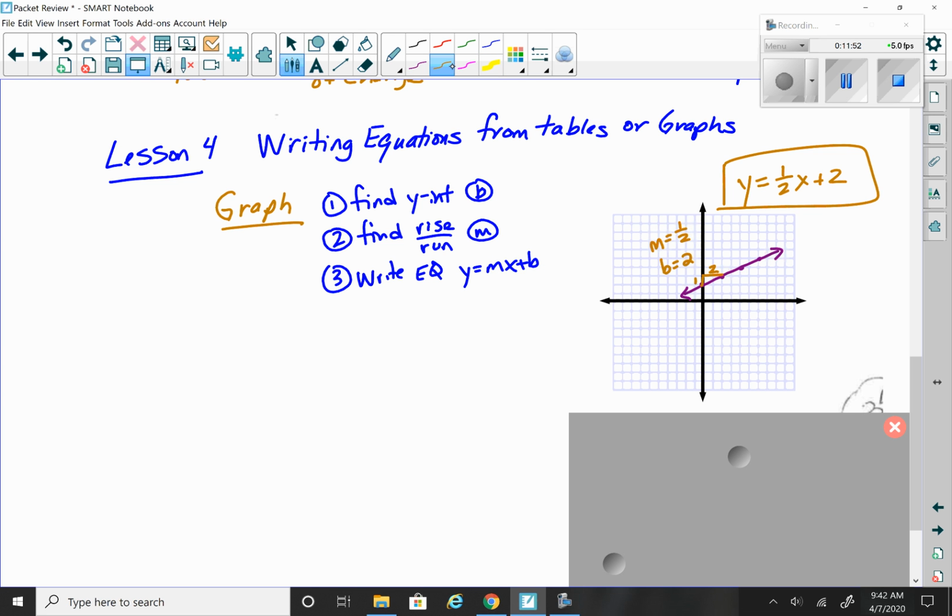Then the other thing that we did, and this was a little bit new for us, is how do I write an equation if I'm given a table of values? If you're given a table of values, the one thing you do know how to do is find your slope, and you can find your slope by using the slope formula, y2 minus y1 over x2 minus x1. That'll give you your m, or slope value.